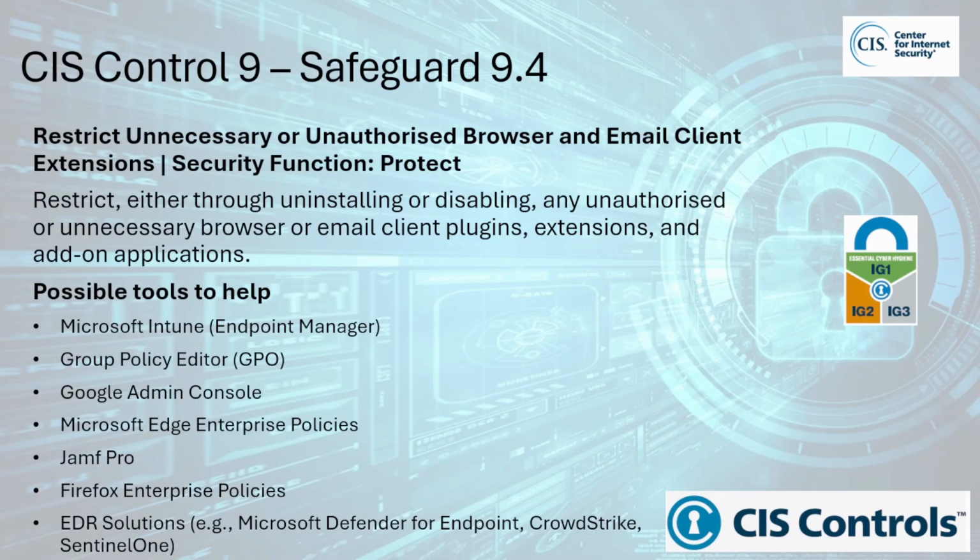Safeguard 9.4. Restrict unnecessary or unauthorized browser and email client extensions. Comes under the Protect Security function and is within Implementation Group 2. The safeguard requires organizations to identify and restrict browser and email client extensions, for example plugins, add-ons, or toolbars, that are unauthorized, unnecessary, or pose security risks.